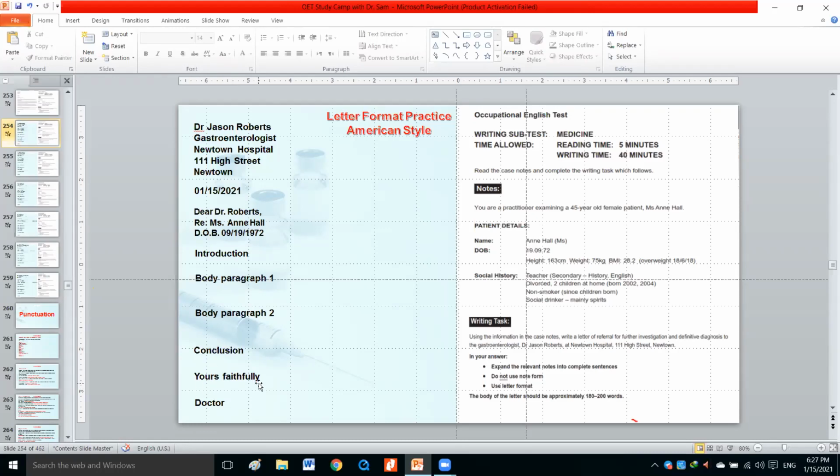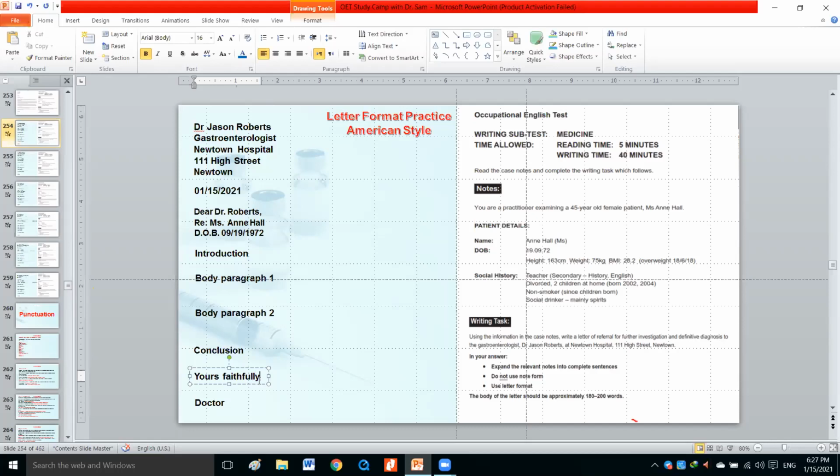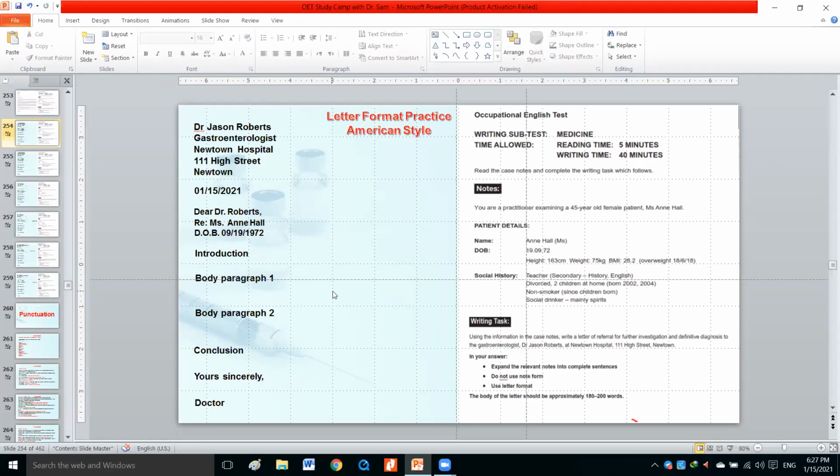Is it correct? Yours faithfully should have a comma here. No, it should not be yours faithfully, because we know the doctor's name. To write, yours sincerely, and a comma, because we wrote this comma above in the greeting. Okay, so this is the correct date format in American style. Thank you so much. Welcome.